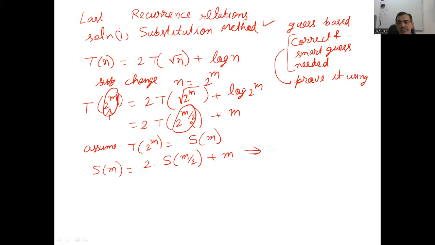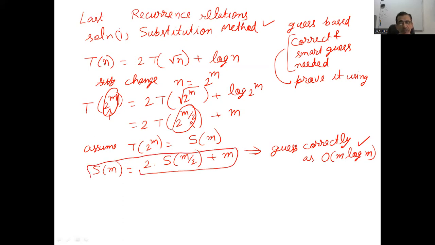This can be guessed correctly, of course, as order of m log m. This is a simple merge sort with a similar relationship. So I can easily guess it as m log m, and ultimately I will be able to solve it as S(m) equal to order of m log m.